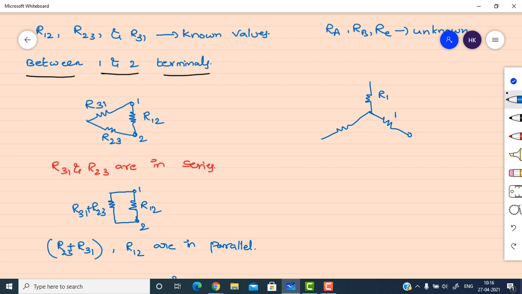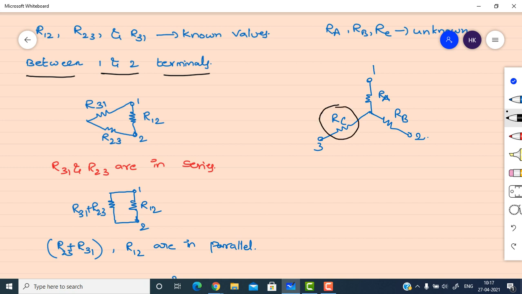This is R1, RA, RB, RC. Between 1 and 2 terminals, this is one terminal and this is two terminal. And the third terminal we are not considering. And this is the open path. So neglect this resistor.